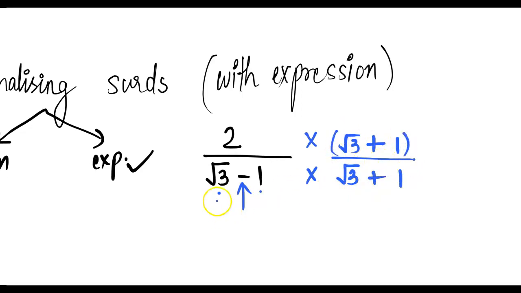What exactly did we do? We took these terms, right? So it was root 3 and 1. Because it was negative, we just need to take the opposite of that. So what's the opposite of negative? Yeah, it's positive. So this is your expression. What you need to do is multiply and divide by this new expression, right? So let's continue.